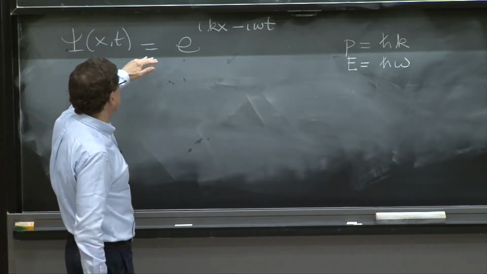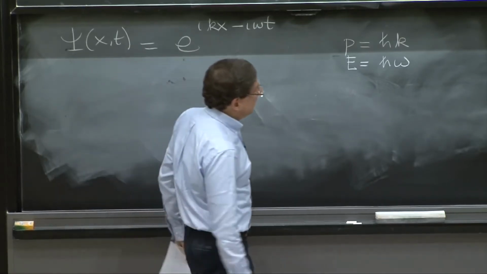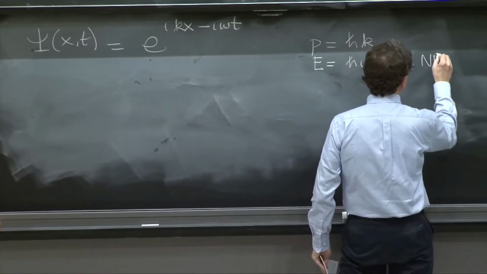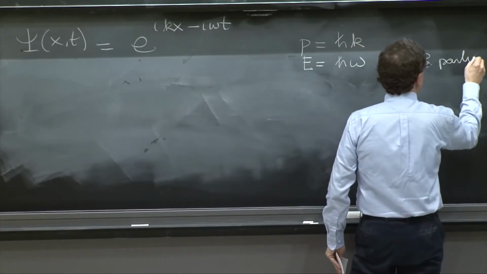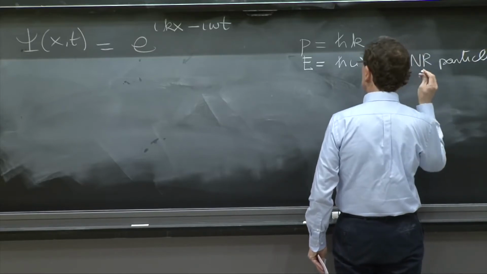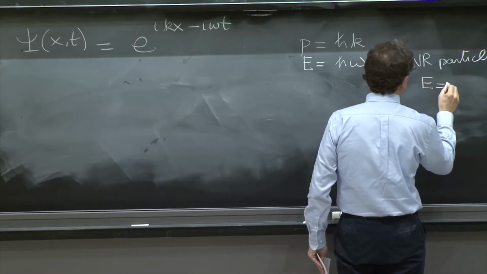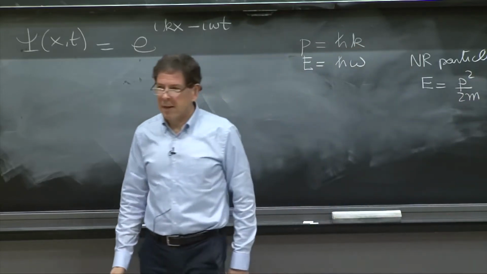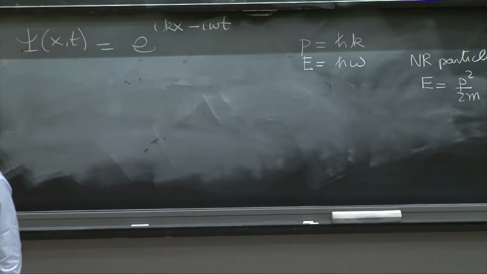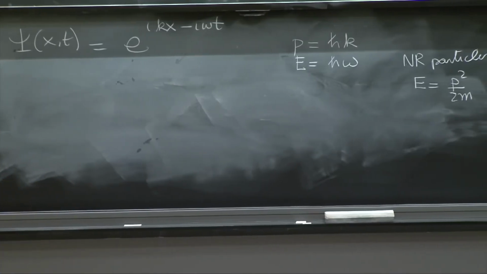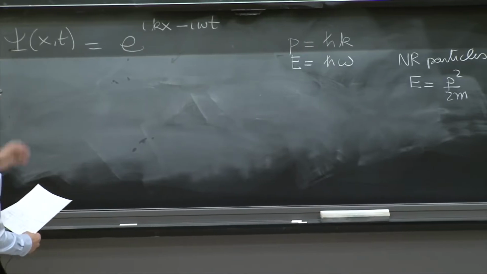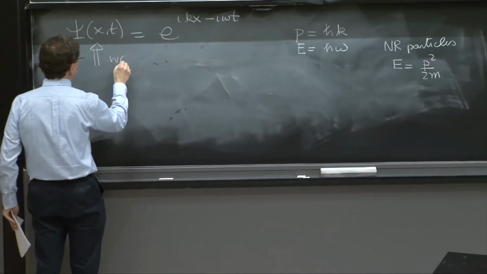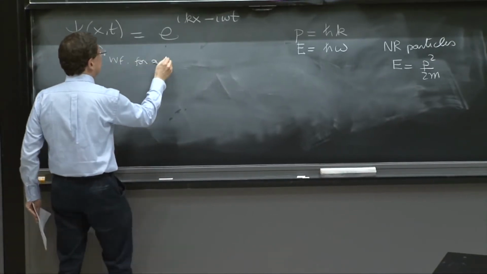Nevertheless, we could talk about non-relativistic particles, and this is our focus of attention. In this case, E is equal to p squared over 2m, that formula that expresses the kinetic energy in terms of the momentum, mv. So this is the wave function for a free particle.